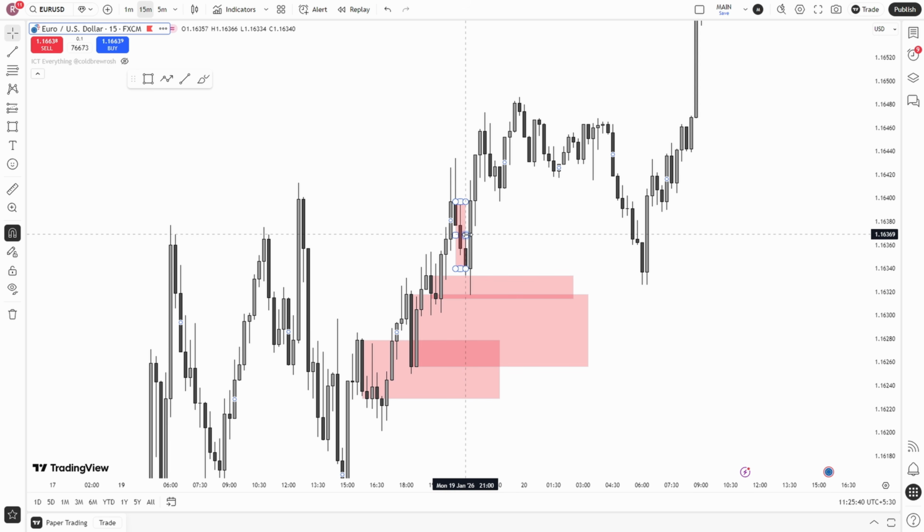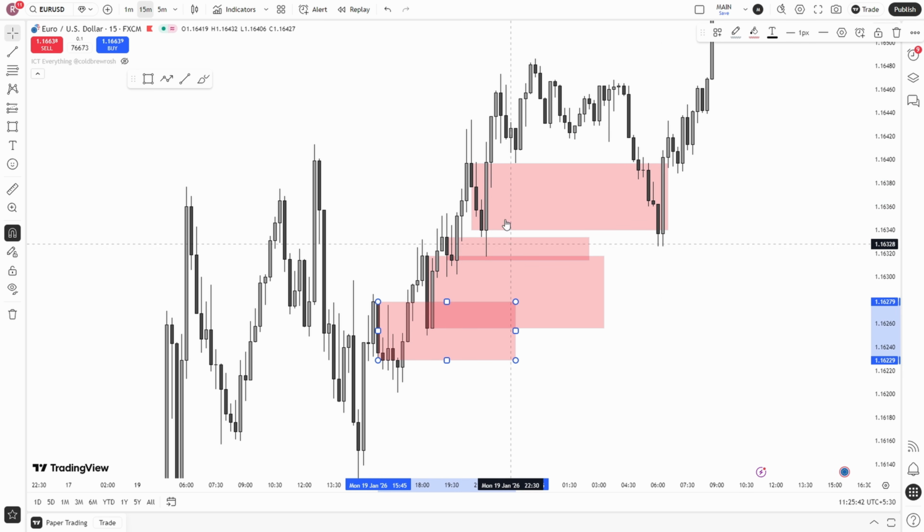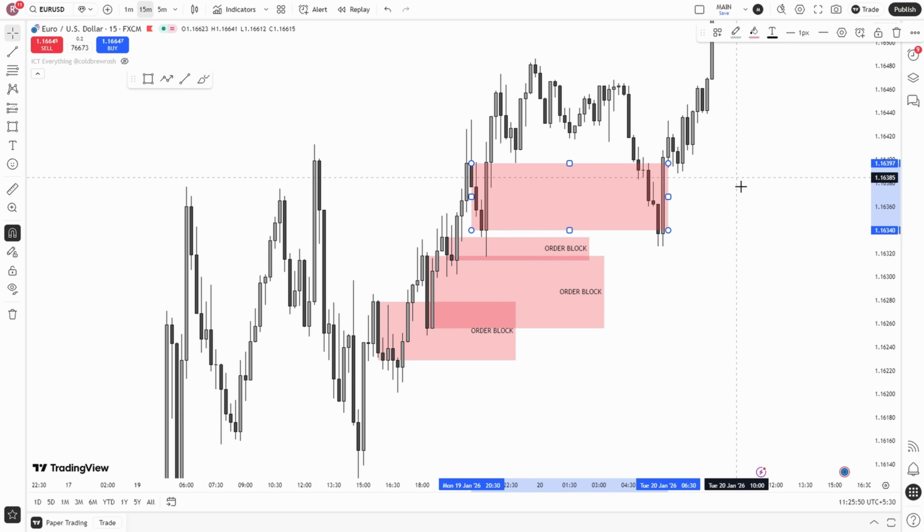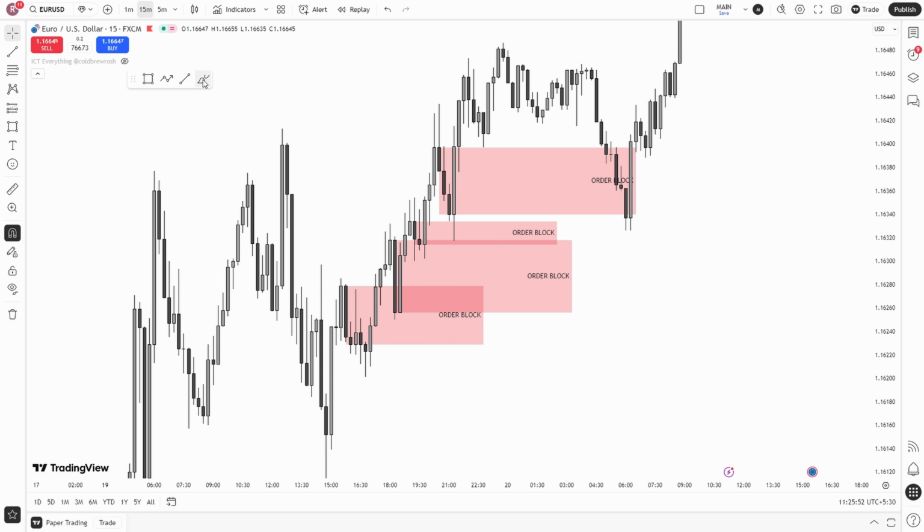Order blocks do not work randomly. They work only under specific market conditions and specific reactions. An order block by itself means nothing. What matters is how the market arrives at it and how the market reacts from it.